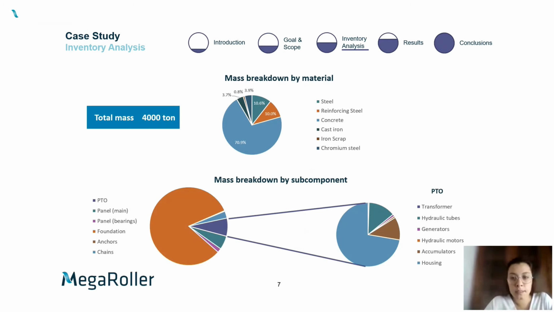Regarding mass breakdown, it's interesting to show these pie charts because, for example, in the first pie chart, we can see a mass breakdown by material, and we can see 6 main materials jumping out of the whole life cycle inventory, with concrete being the most predominant material because of the foundation in this case. The weight of the foundation can also be visible when doing a mass breakdown by subcomponent, as you can see in the second pie chart. And regarding the PTO itself, housing represents the majority of the component's weight. So this is very interesting to start understanding, before the results, which are the most relevant components and materials.